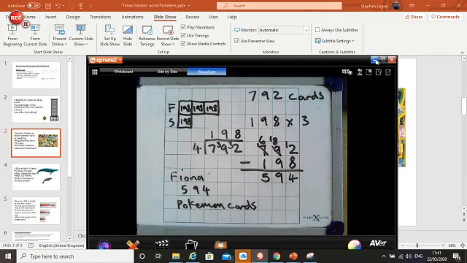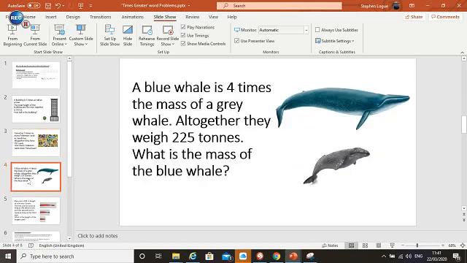225 divided by 5. 5 into 2, can't do, so move that 2 along. 5 into 22 goes 4 times, because 4 times 5 is 20. So that means we have 2 left over, move that along the line. 5 times 5 is 25, so 25 divided by 5 must be 5. And there we can see, we now know that that grey whale weighs 45 tons.